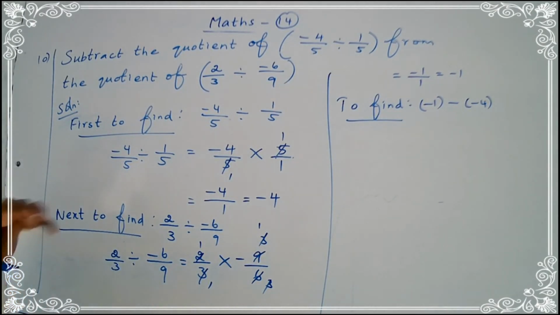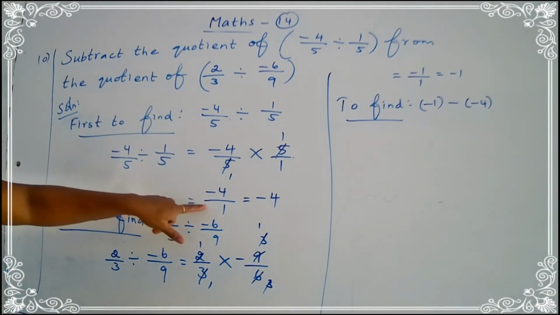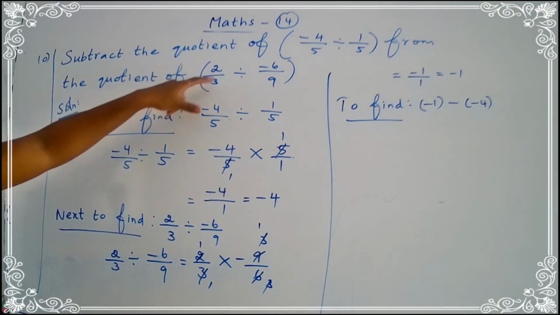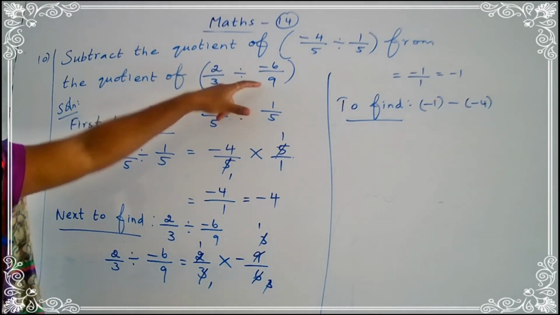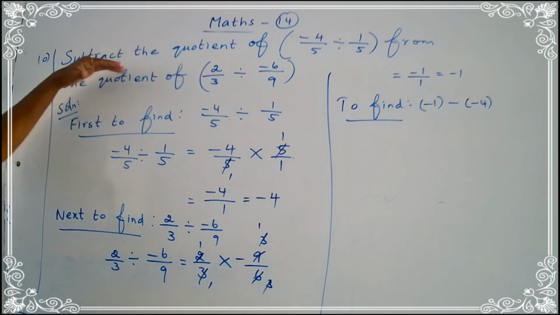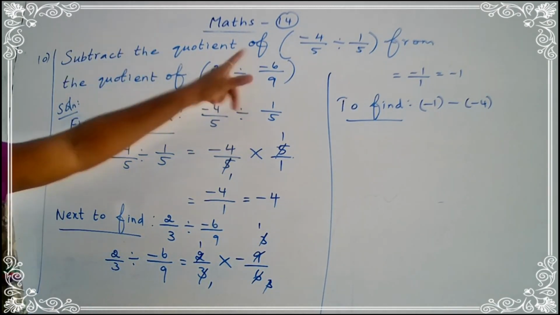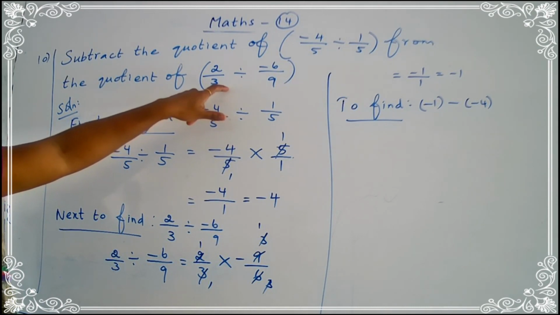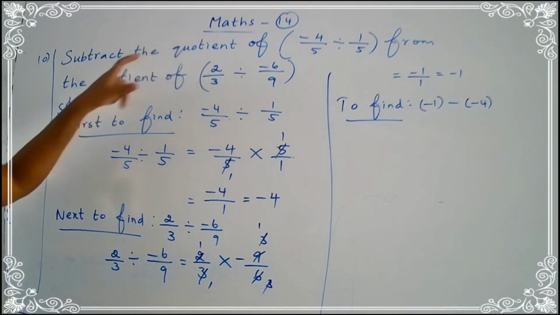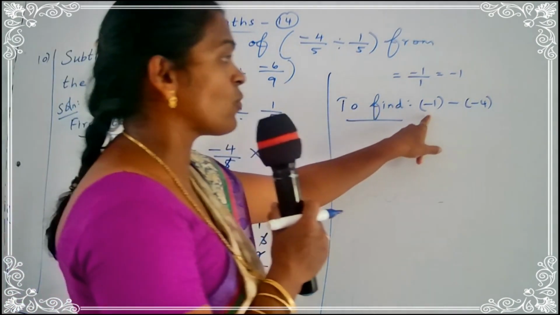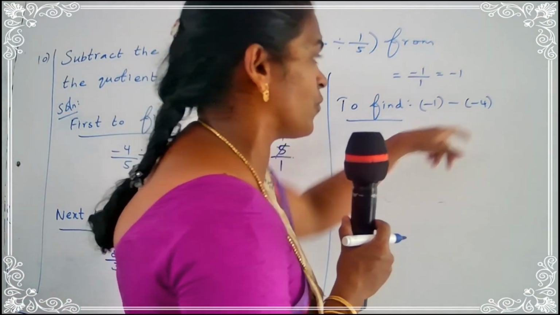You see that? Your answer for the quotient of minus 4 upon 5 divided by 1 upon 5 is minus 4. Okay. The quotient of 2 upon 3 divided by minus 6 upon 9, the answer is minus 1. Okay. Your question is subtract minus 4 from minus 1. So that's why minus 1 minus minus 4. Okay, children. Now we find the value.